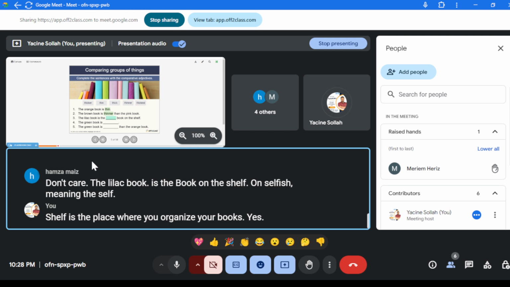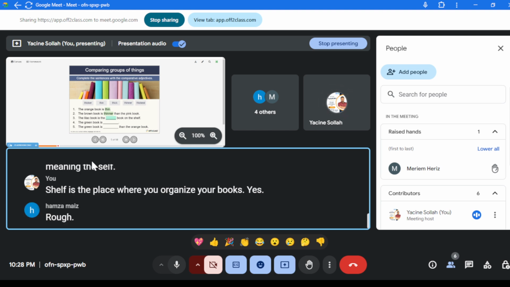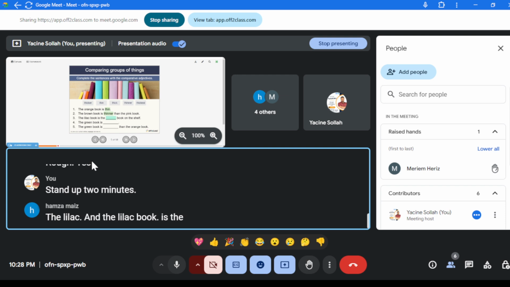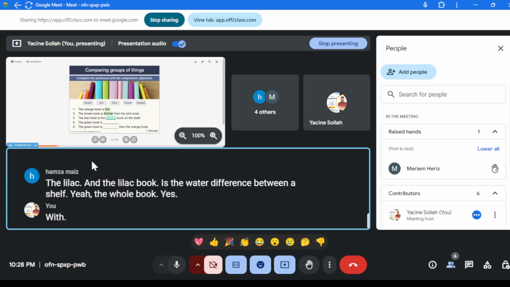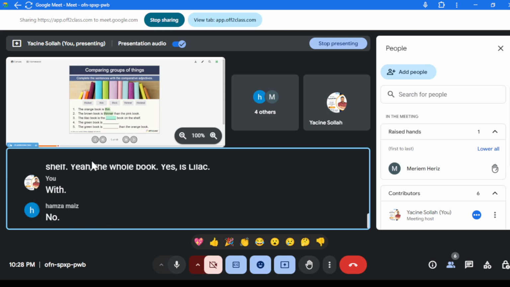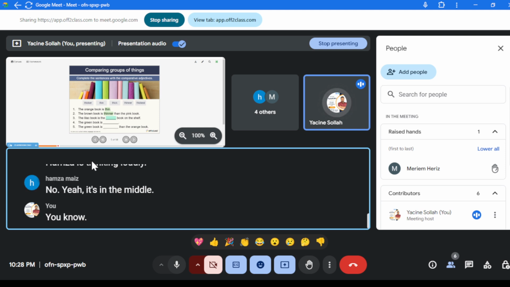The lilac book is the what, the difference between shelf and the old book? Lilac is in the middle. Hamza is thinking loudly. You know what is thinking loudly?